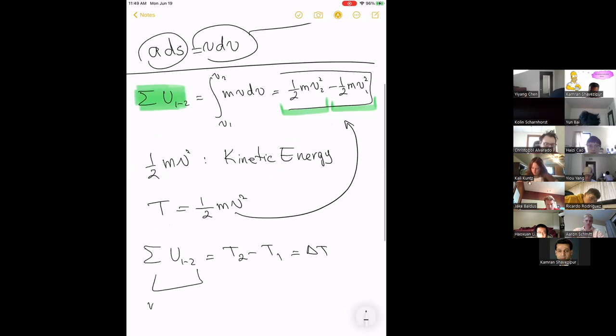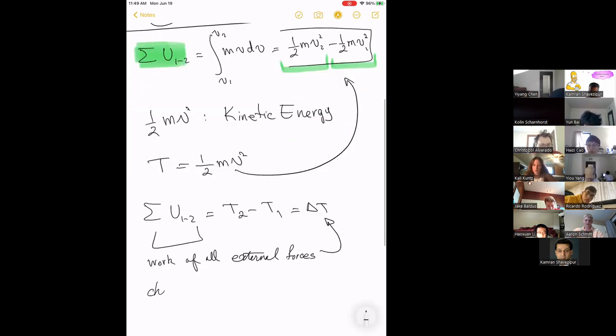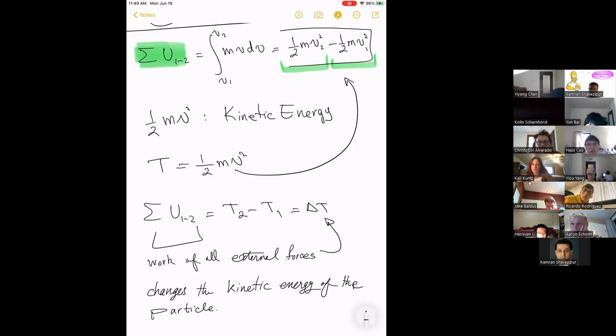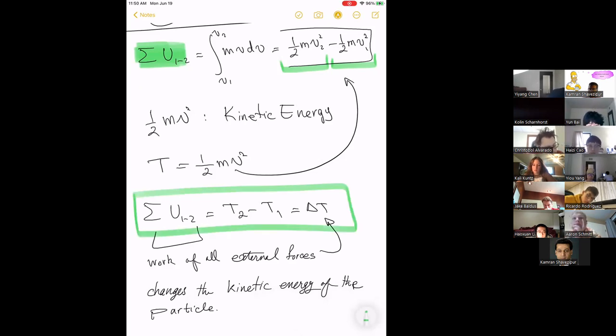So technically, the work of all external forces does what? Changes the kinetic energy of the particle. Can you guys read my handwriting? Okay. And this is called the principle of work and energy. Any question?